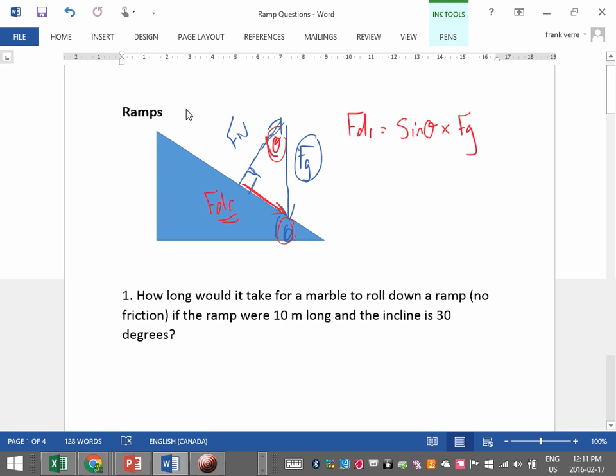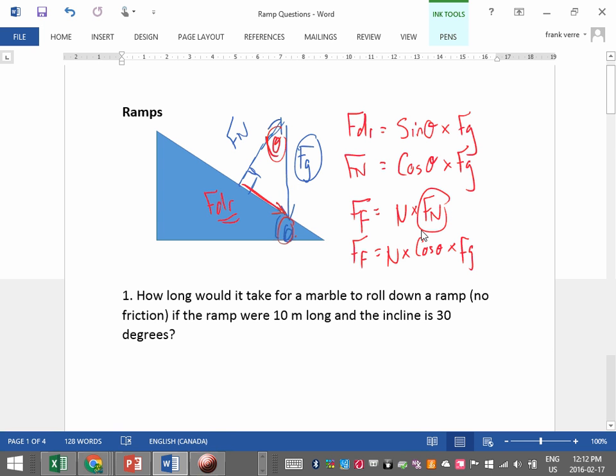Now the normal force, what would it be a function of? It's not sine theta, it's the adjacent side. So it will be cosine theta. Alright? This is important because we're going to talk about friction later. And if you remember from grade 11, friction is what? Mu times Fn. But for a ramp, it would be mu times cosine theta times Fg, because Fn is cosine theta times Fg, right?